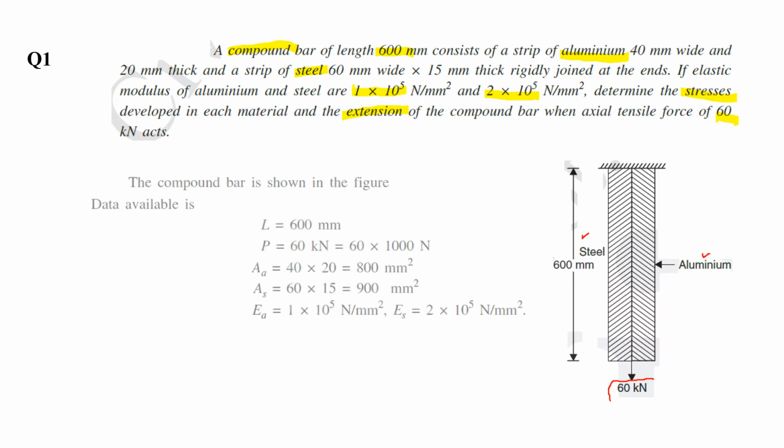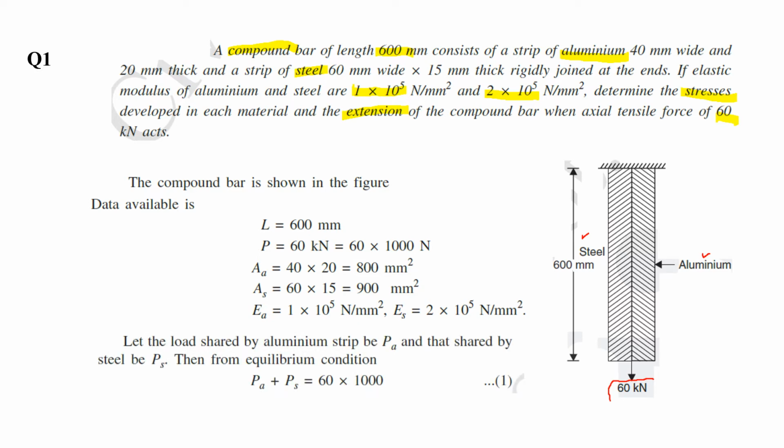First of all, we can write down the data given. L is given as 600 mm, force is 60 kilonewton, 60 into 10 raised to 3 Newton. Area of steel is 60 into 15 and aluminium it is 40 by 20, and modulus of elasticity of aluminium is 1 into 10 raised to 5 Newton per mm square and modulus of elasticity of steel is 2 into 10 raised to 5 Newton per mm square. These are the data given.